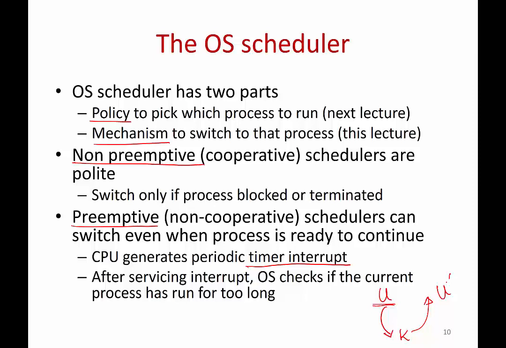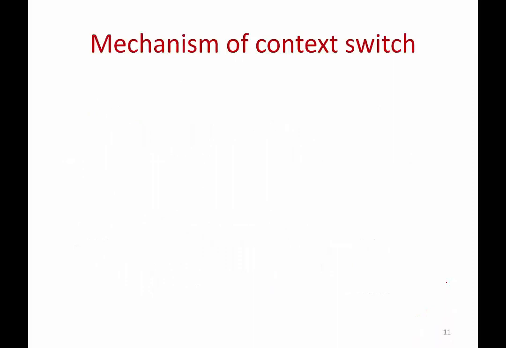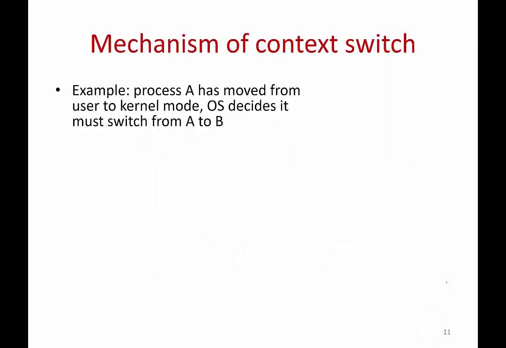So these are roughly the two different types of schedulers. In the next lecture, we're going to study different scheduling policies, preemptive and non-preemptive scheduling policies. But right now, we are going to study the mechanism. Once you decide to switch, how do you switch? So let's take an example. Here is a process A, which was running, and the operating system went into kernel mode due to, say, a system call or an interrupt or whatever, and then it decided, I don't want to go back into the user mode of A, I want to switch to some other process B.